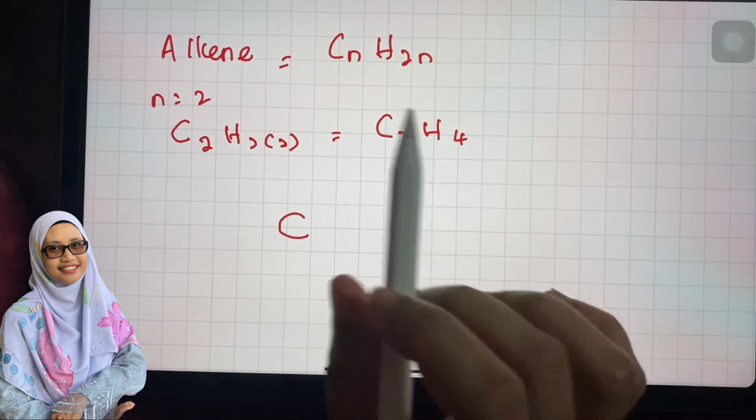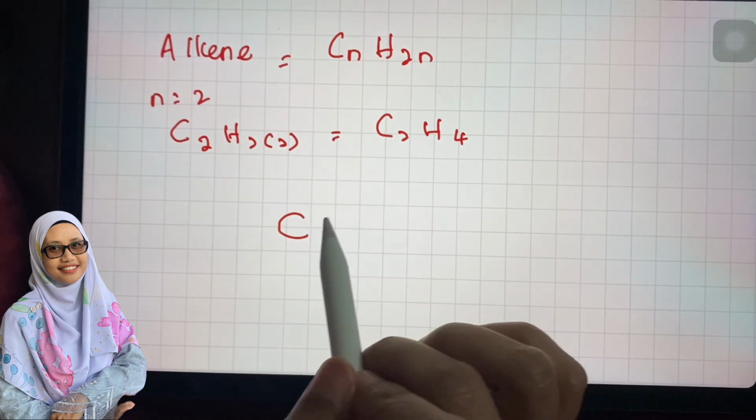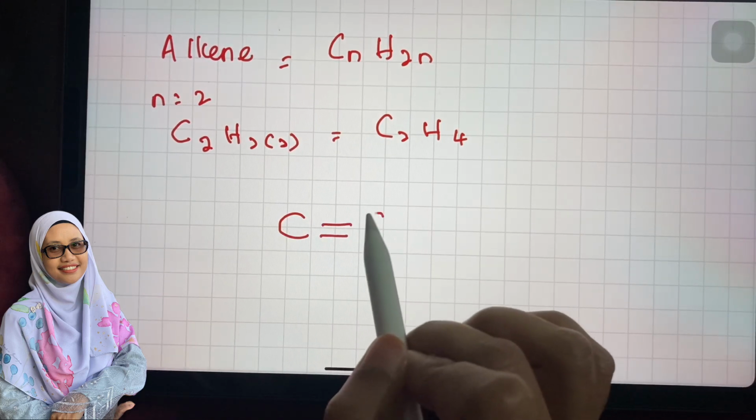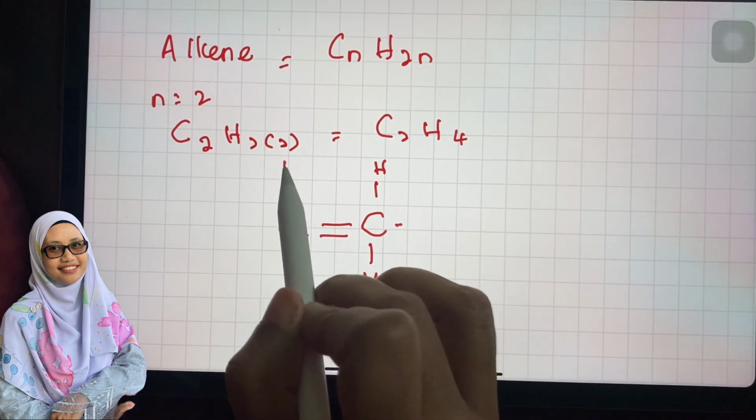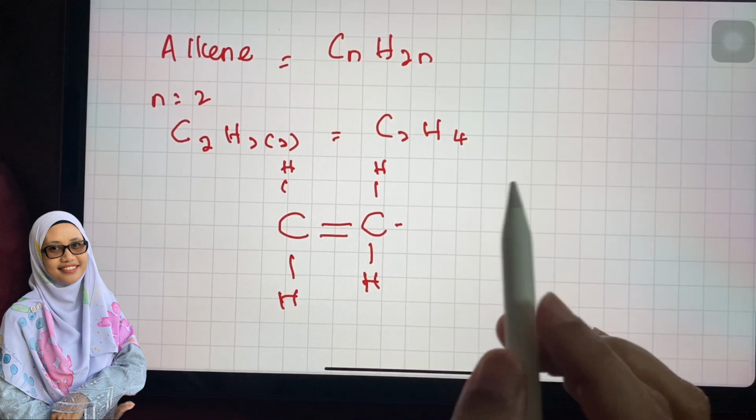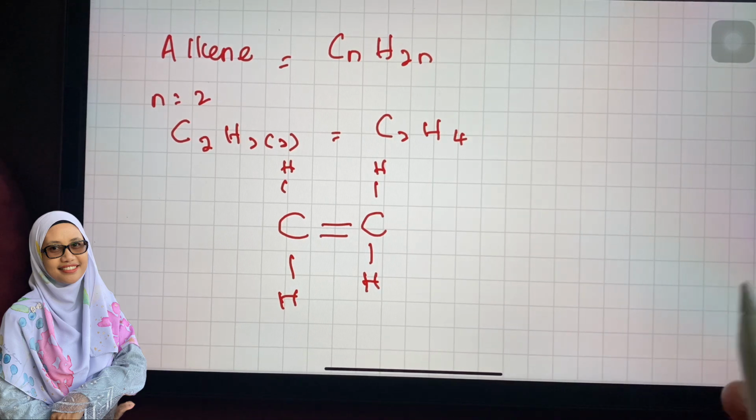So how do I write it in bonds? We know that in alkene we have at least a double bond, C double bond C, and we have 4 H. Okay, do you get it?